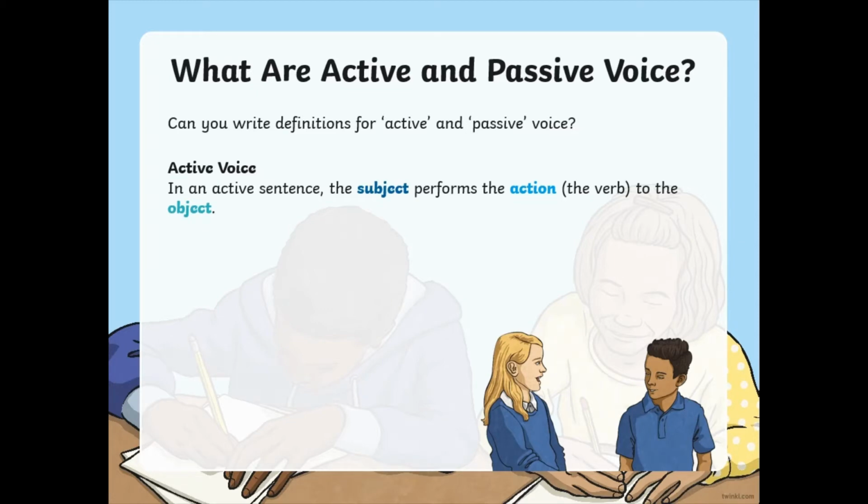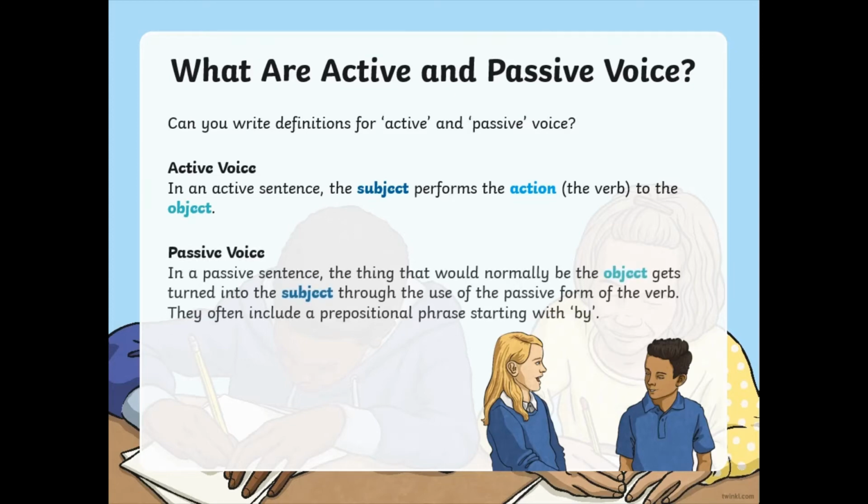Okay, subject, verb, object. Whereas in passive voice, the thing that would normally be the object gets turned into the subject through the use of the passive form of the verb. They often include a prepositional phrase starting with by. Another way to think about this is OVS, object, verb, subject. So active voice, the subject does something to the object, whereas in the passive voice, the object is having something done to it by the subject. So SVO, OVS.